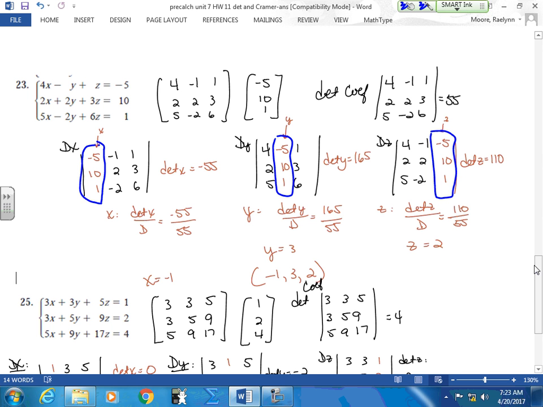Find your major determinant, find each one, and divide them out. And give me your solution. Make sure I get a solution here. This one is awfully down here. Make sure I get a solution.